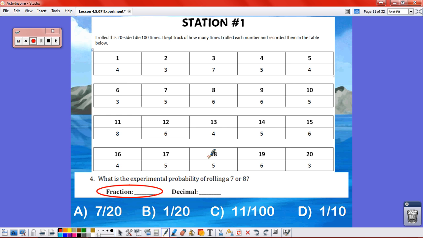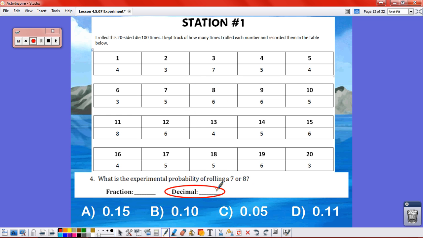Experimental probability of rolling a 7 or an 8, so that's these two. It's 100 total rolls, so that's my denominator, and 11 of them were either a 7 or an 8. So 11 out of 100, which goes into a decimal really easily, 11 hundredths.